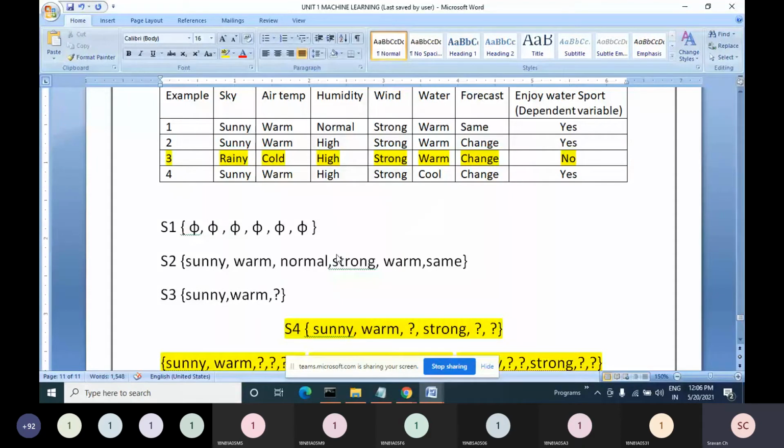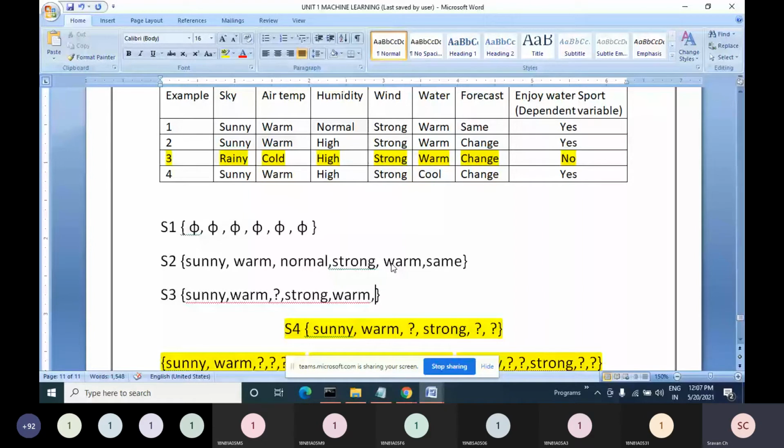Right? Now compare the fourth parameter. I was looking which record? Second record. In second record, what is fourth parameter? Strong. What is fourth parameter in my most specific hypothesis? Strong. Matching. Both are matching. So I don't have a problem. I'll write it as it is. Then what is the value of fifth parameter? Warm. What is the value in the hypothesis? Warm. Sixth parameter, change. Second record, sixth parameter, change.